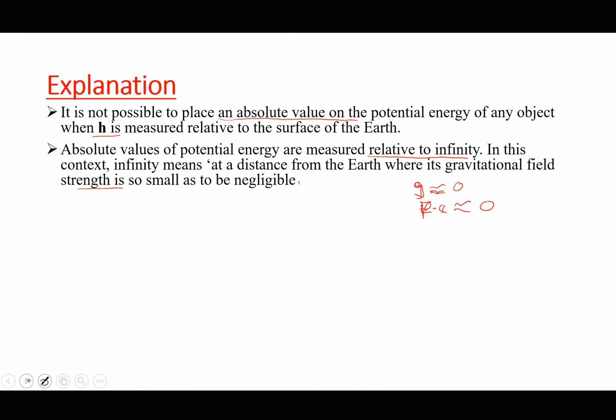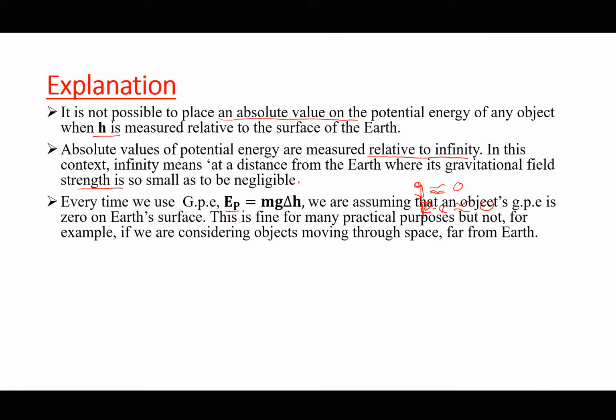So every time we use the equation EP = mgΔh, which assumption are we always making? Every time we use this equation, we are assuming that the object's gravitational potential energy is zero on the Earth's surface. By the way, that is also wrong to think that objects on the Earth's surface have gravitational potential energy zero. So every time we calculate, we are actually finding a change in height. Therefore, we are finding a change in potential energy rather than potential energy.